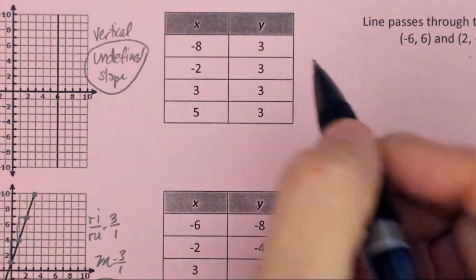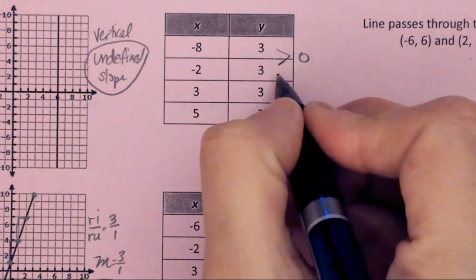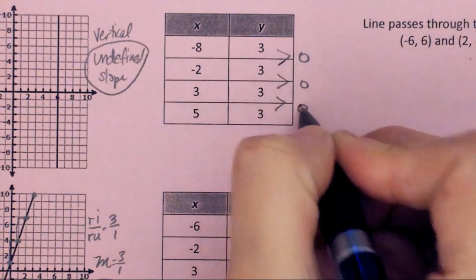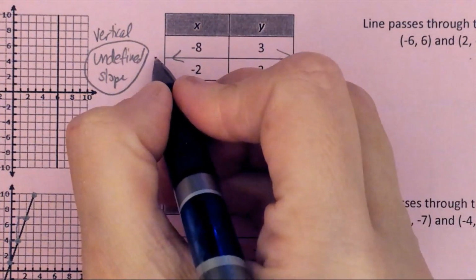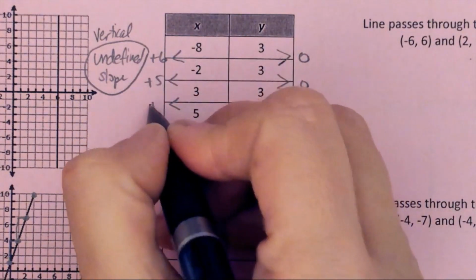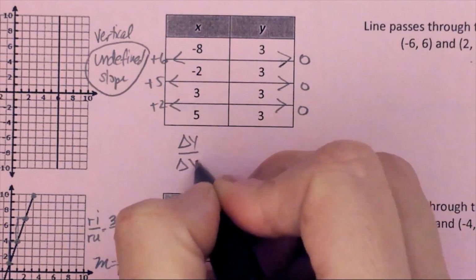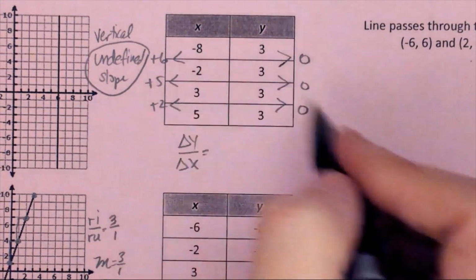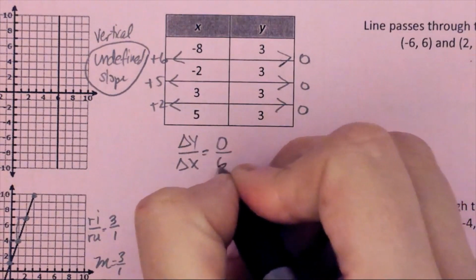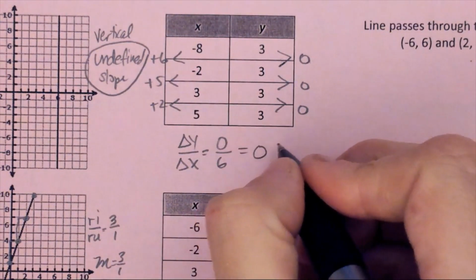Okay? Let's take a look at this second one. Second one, we have our delta y is 0 on all of these. My delta x in this case is plus 6, plus 5, plus 2. Like I said, I'm telling you that these are linear. But also, if you see 0 over all these things, 0 divided by 6 or 5 or 2 works out to be 0.